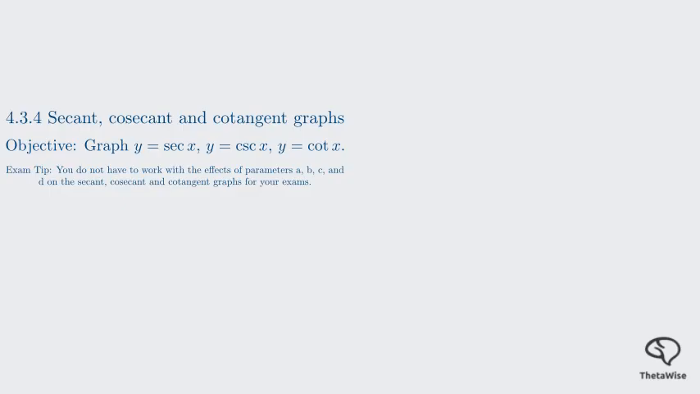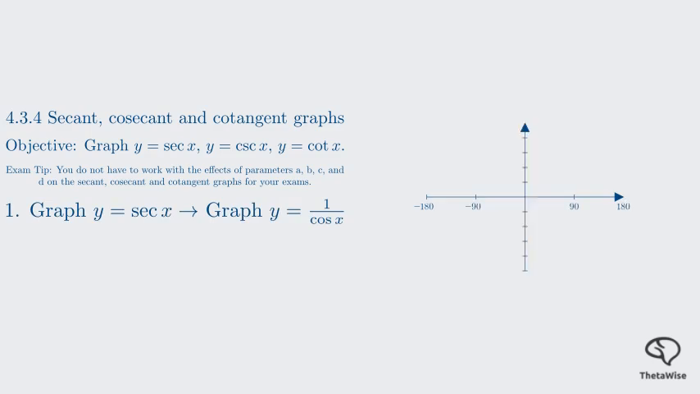The easiest way to graph these is to first graph their reciprocal function. For y equals secant x, we first graph y equals cosine x. The graph of secant x has vertical asymptotes wherever cosine x is 0, which is at negative 90 and positive 90 degrees. At other points, secant x will be the reciprocal of cosine x. The graph forms U-shaped parabolas opening away from the x-axis.